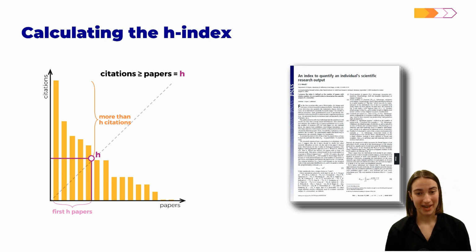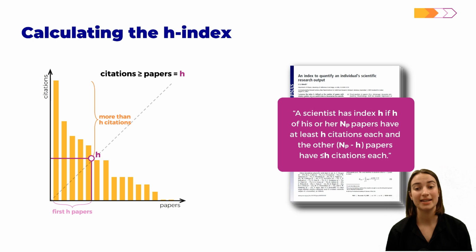Let's discuss how the H-index is calculated. The H-index focuses on individual authors and aims to combine their scientific productivity and impact using two variables. The first is the number of publications an author has published, and the second is the number of citations those publications have received. Therefore, a scientist has index H if H of his or her papers have at least H citations each, and the other papers have less than or equal to H citations each.